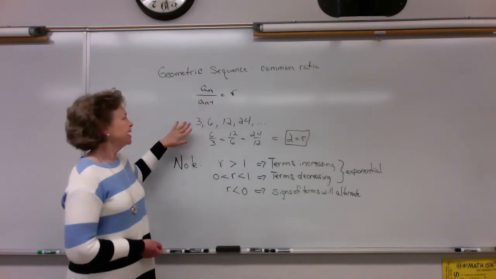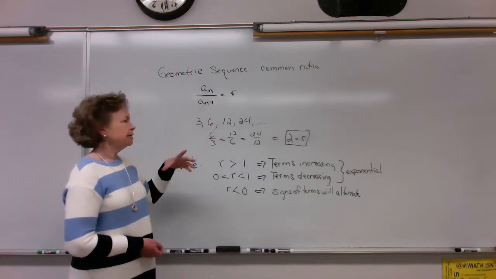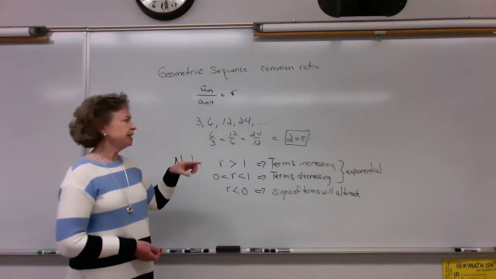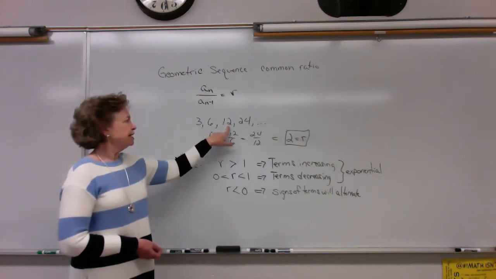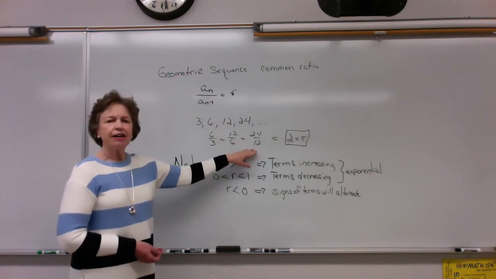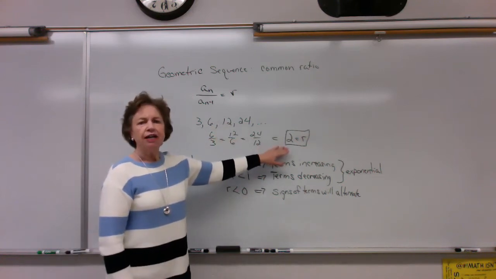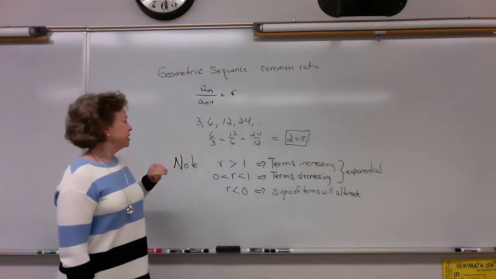So for example, if I have a sequence that looks like 3, 6, 12, 24, and I'm checking to see whether it's geometric, if I divide 6 by 3, that should be the same number I get if I divide 12 by 6, 24 divided by 12, and they are all equal to 2. And so 2 is the common ratio, and this is a geometric sequence.